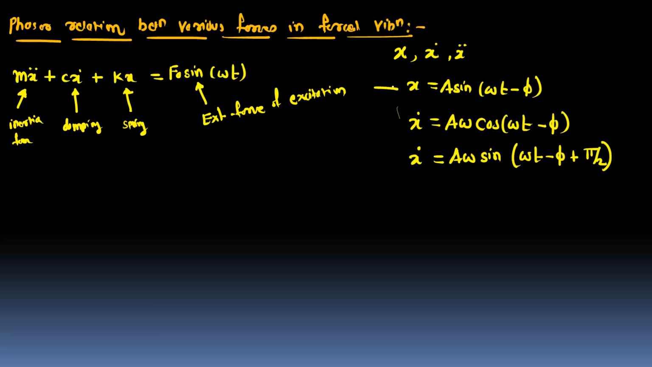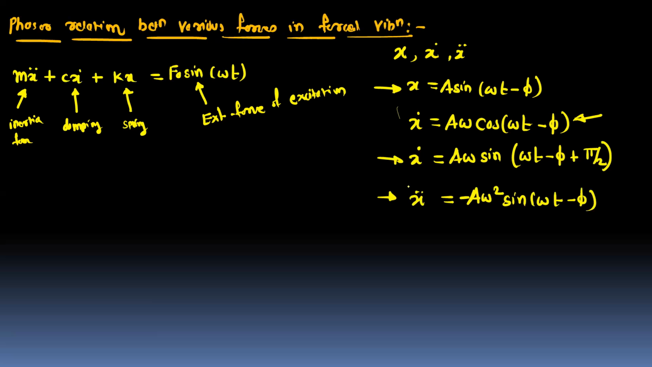Just observe these values, x, x dot, and now we have the x double dot, that is acceleration. So you try to differentiate this equation. So directly we will get the sine function. So it is a omega square, and it will be minus, because the derivative of cos gives a minus, sine omega t minus phi. Okay.